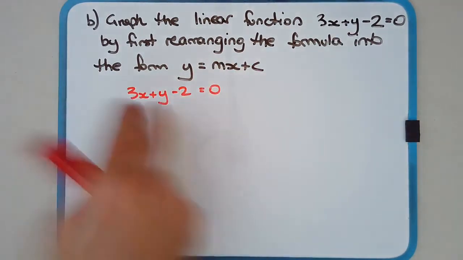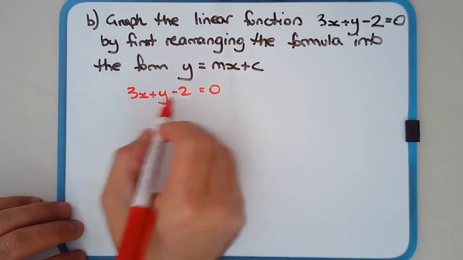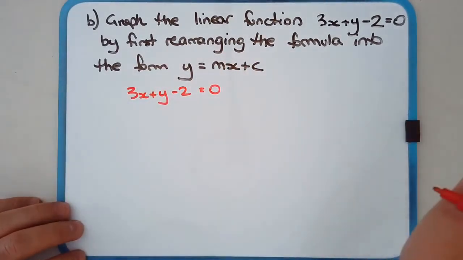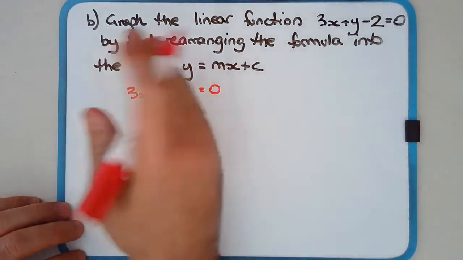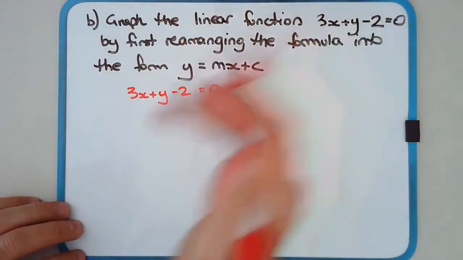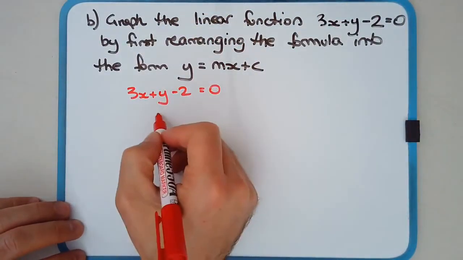Go to the other side, I don't want you there, right? So we want to kick the 3x and the negative 2 over to the other side, past the equal sign, kind of like a bit of a boundary, isn't it? To move it over, leaving the y where it is.